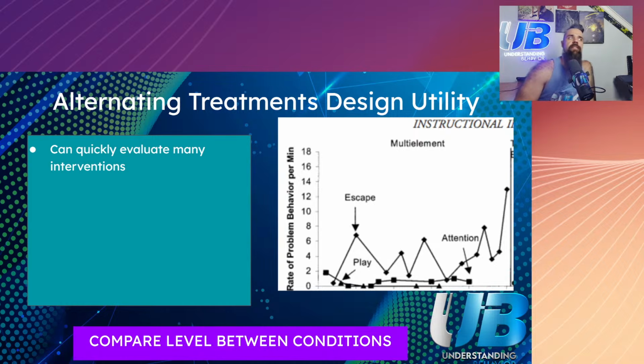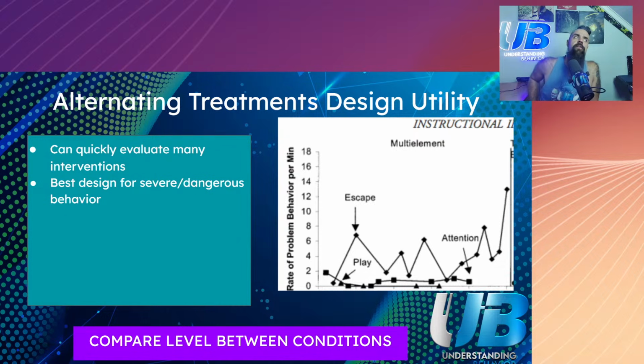Alrighty. Let's keep going. As far as utility, we can use this to quickly evaluate many different interventions. This is also the best design that we can use for severe or dangerous behavior. The reason is we can relate it back to our features. We can skip a baseline. So sweet, we don't need to do a baseline at all. We can just get right into our intervention, and we can test out many different treatments very quickly. If we're not sure if something's going to work or not, we can just throw it in the mix and we'll know very quickly if it's going to work or not.